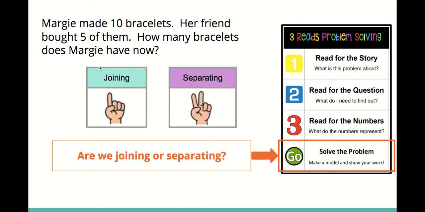So now we're going to solve this. I'm not joining numbers together, but I'm going to be separating. So I'm going to be subtracting. We started with 10 and took 5 away. Well, I know 5 plus 5 makes 10. Let me see if that can help me solve this. 10, take away 5 would be 10, 9, 8, 7, 6, 5. So Margie had 10, 5 went away, and now she's left with 5 bracelets. So we've now seen a word problem that shows us adding two parts together and one that's separating parts. So we really want to listen closely to the question that they're asking.